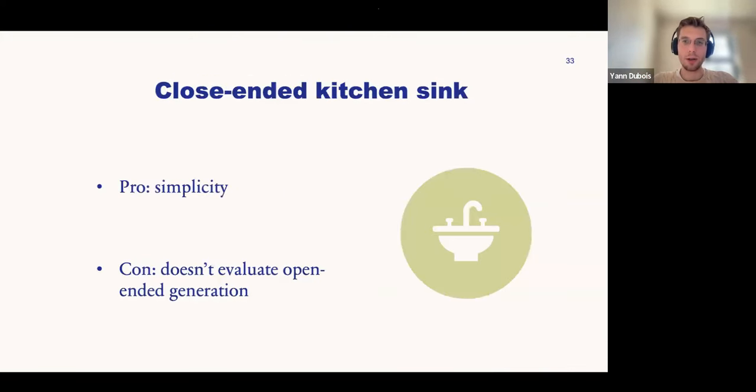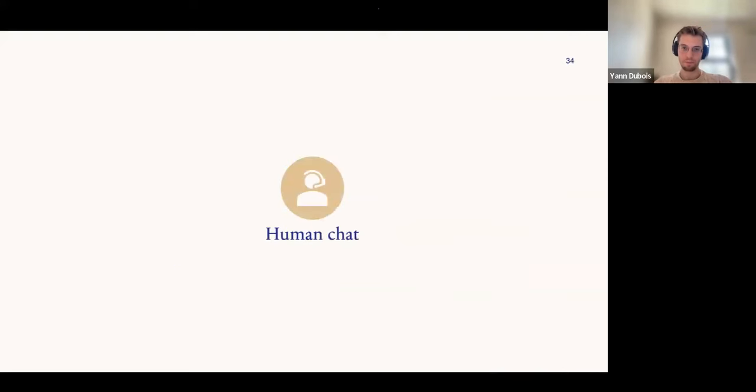Okay, so closed-ended kitchen sink, just to close that part of the talk. The benefit is that it's very simple. As you see, we can go through every benchmark and understand what's happening. None of them are great, but hopefully together they cover a lot of things that we want our models to be good at. The downside is that it really doesn't evaluate the thing that we care about in the first place, which is open-ended generation. So yeah, great.